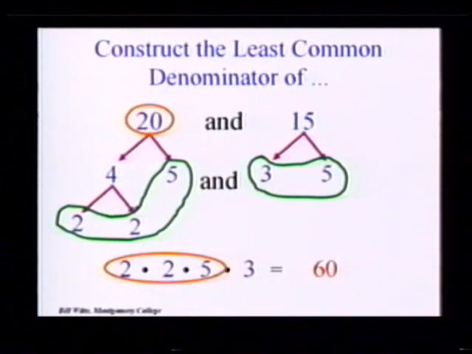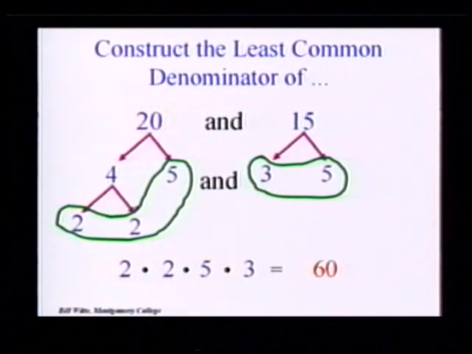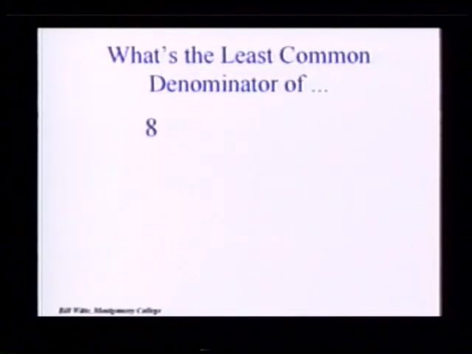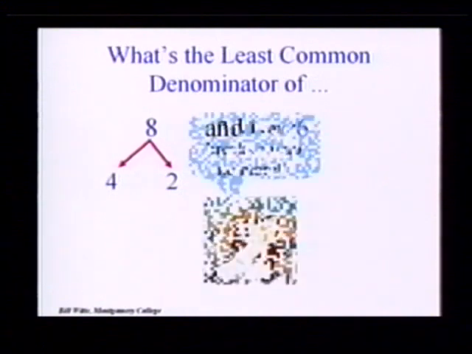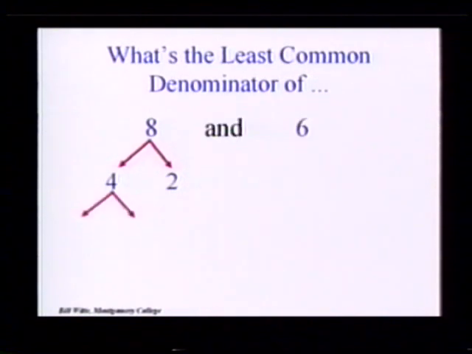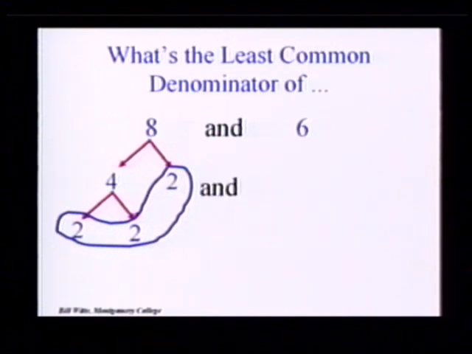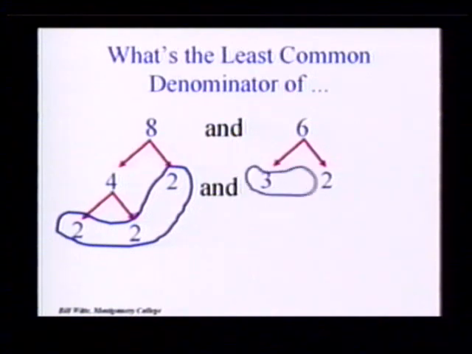20 in there? Yep. 15, you in there? Oh, gnarly! We've got a least common denominator, which is going to be of great use to us in the future. Do that again. One more. 8 and 6. 8 breaks up into 4 and 2. 4 can go further. Okay, now there's your endpoints. Now 6 will break into 3 and 2 or 2 and 3.